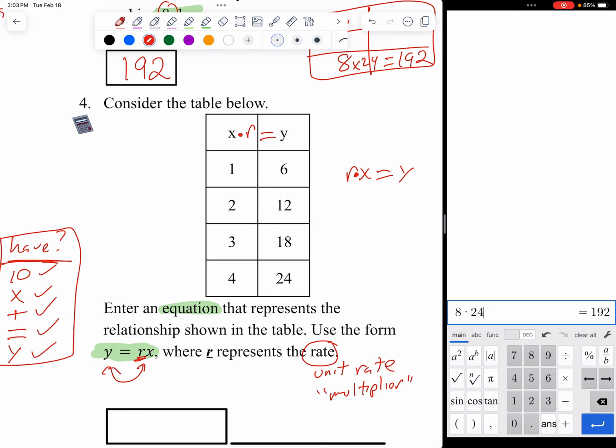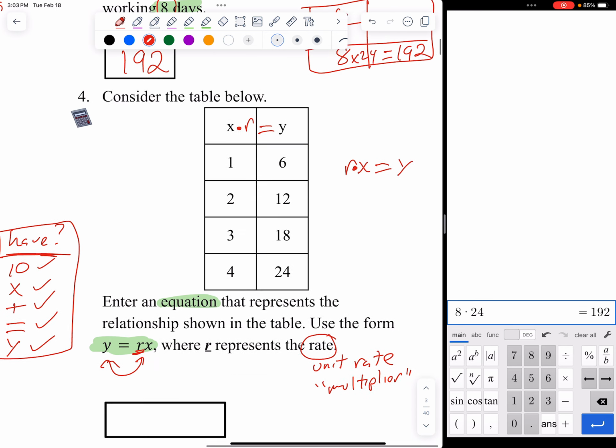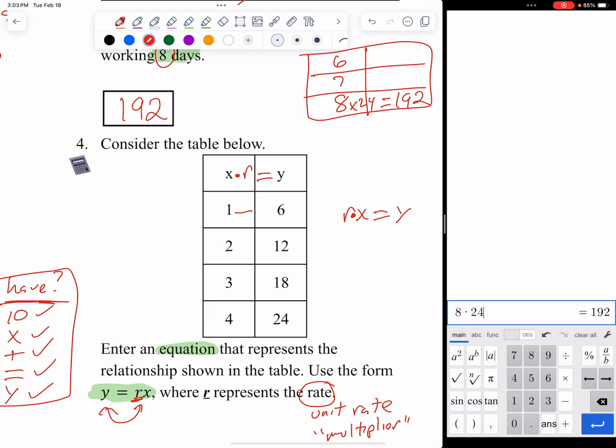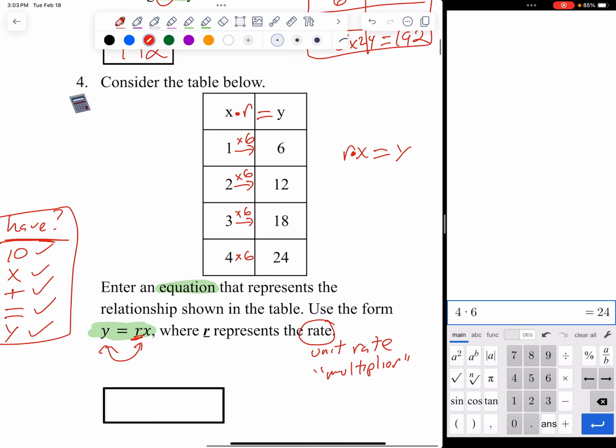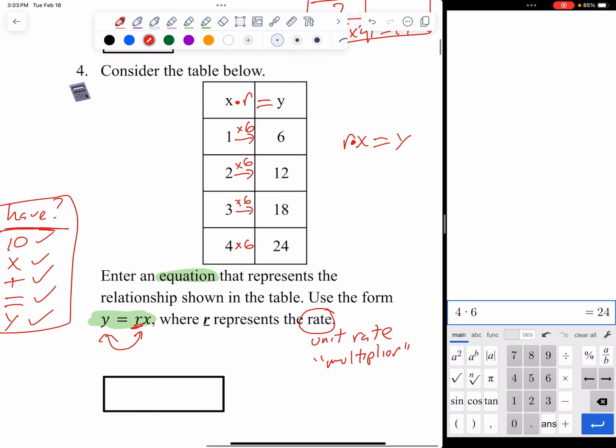What have we been doing with all these tables when we go across? How did I get to 6? I multiplied 1 times 6. How did I get to 12? I multiplied 2 times 6. How did I get to 18? 3 times 6. 4 times 6 equals 24. And I'm going to triple check just to make sure. 2 times 6, 12. 3 times 6, 18. Okay, I'm good. And then 4 times 6, 24. Perfect. So let's see what I have to do with my equation.